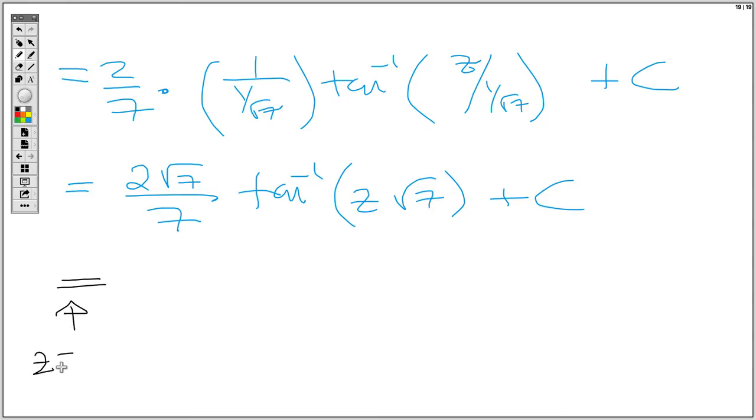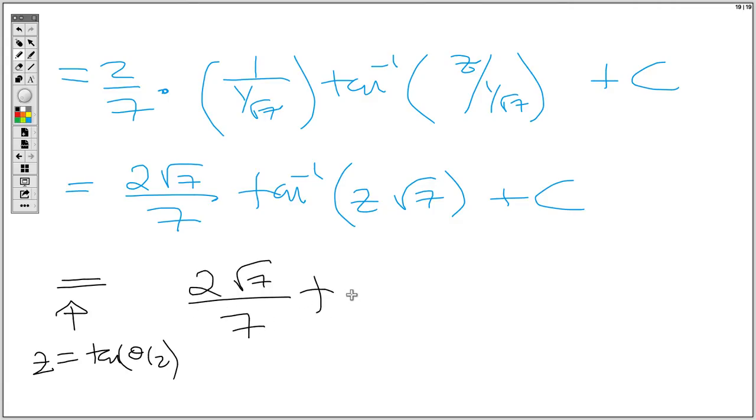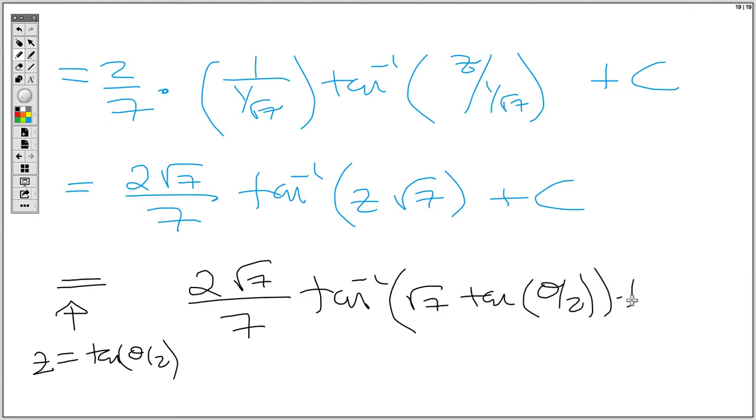And now we plug back in. z was the tangent of theta over 2. So we get 2 root 7 over 7 inverse tangent of root 7 tangent of theta over 2 plus c.